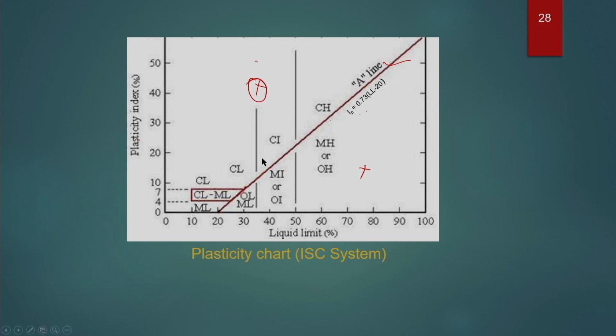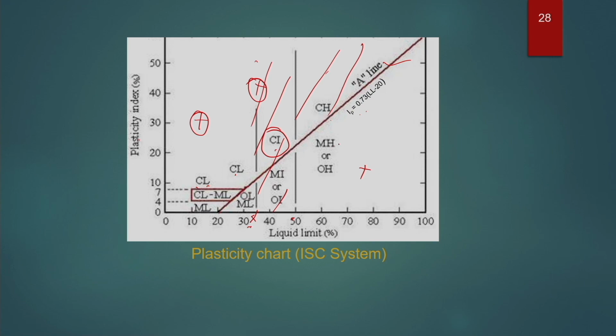Now, we need to check which zone it is falling on. This corresponds to 35% liquid limit, and this corresponds to 50% liquid limit. So, if the soil is over here, for example, then it will be known as CL, clay with low compressibility. If it falls on this zone, it will be known as CI, clay with intermediate compressibility, and if it is on this zone, it will be known as clay with high compressibility.